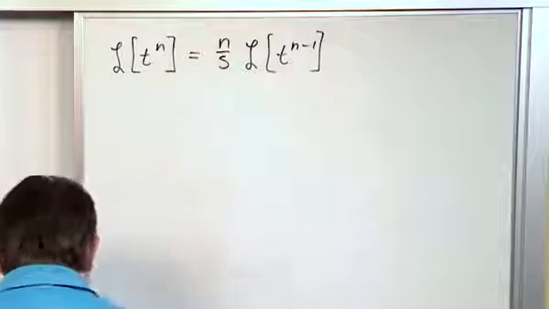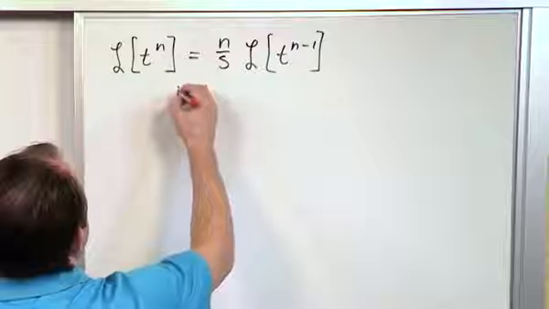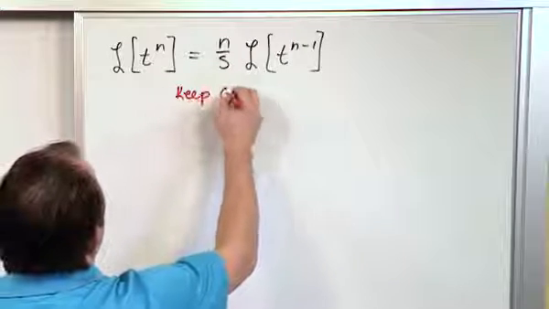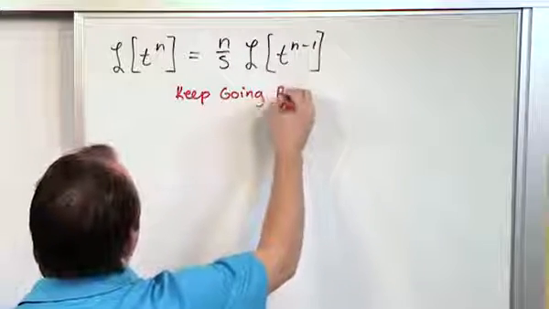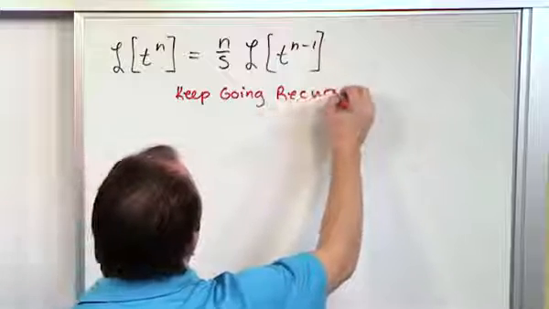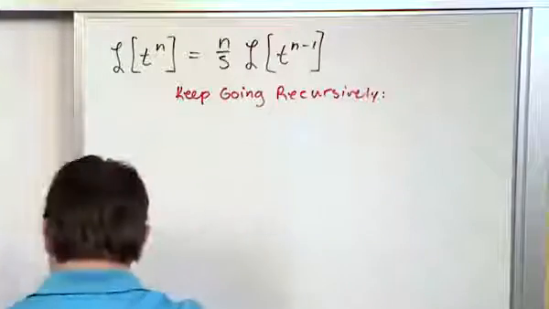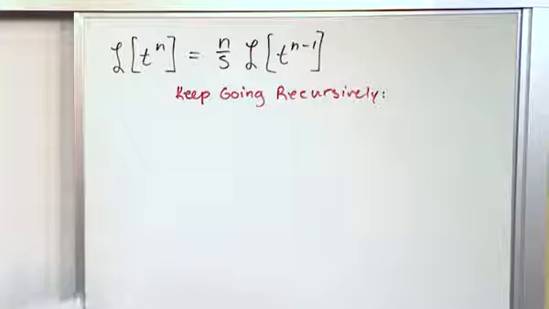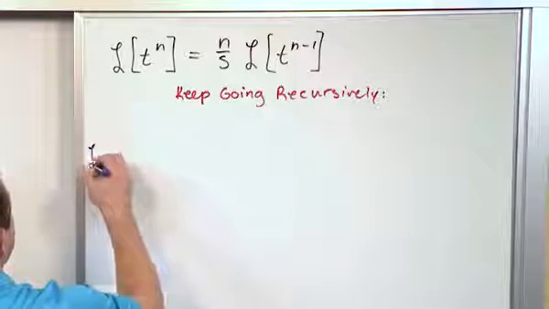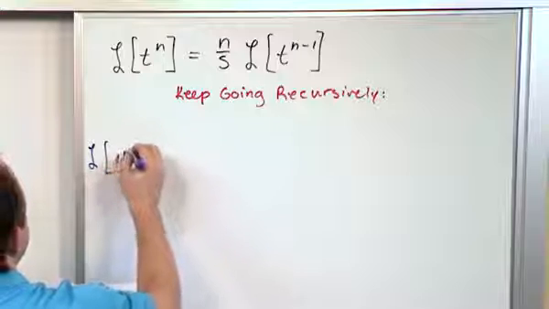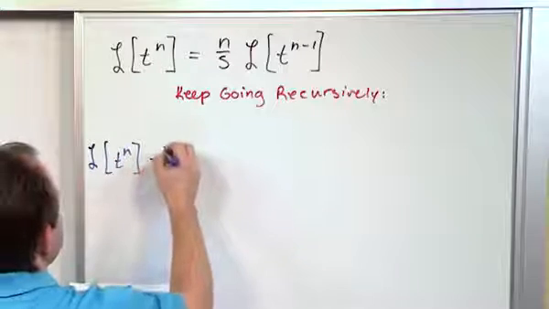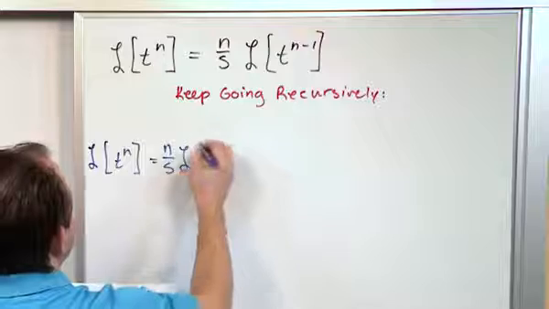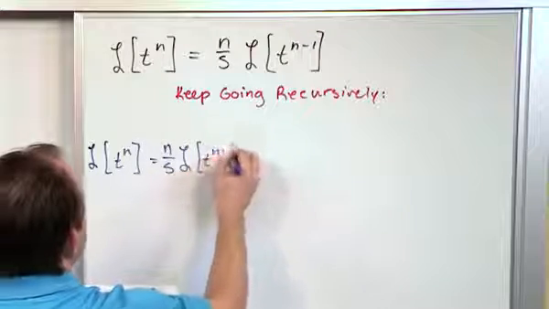So if you keep going recursively, then what you get is a really, really cool, I think, result. And the cool result is the following. The Laplace transform of t to the n is equal to n over s times the Laplace transform of t to the n minus 1.